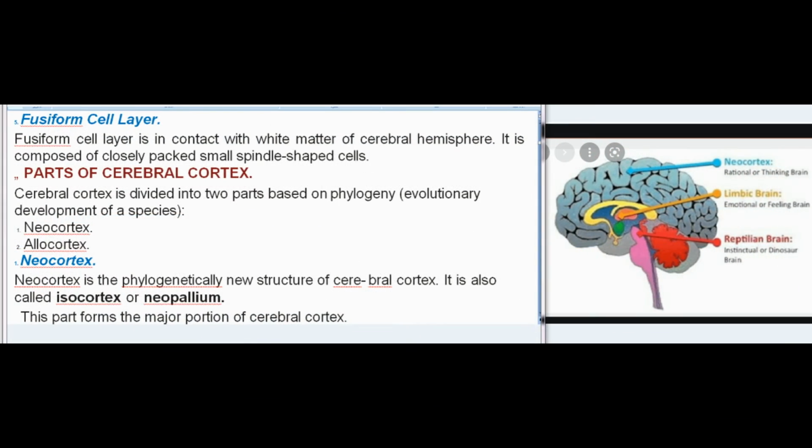Fusiform cell layer. Fusiform cell layer is in contact with white matter of cerebral hemisphere. It is composed of closely packed small spindle-shaped cells.